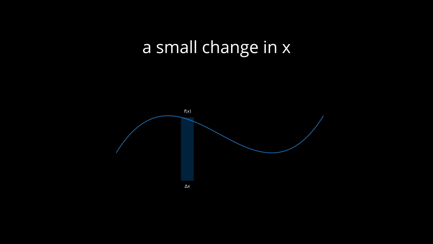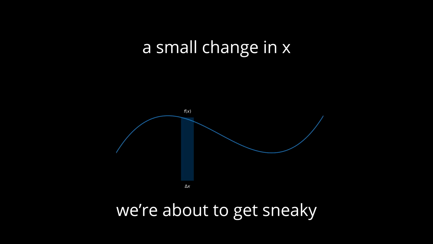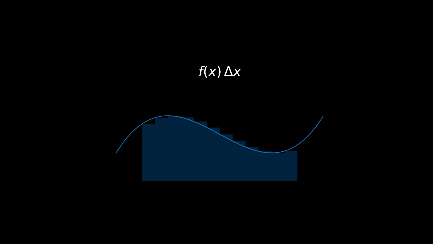So what do we do? We approximate. We slice the interval from A to B into small pieces. Each piece has width delta x. That just means a small change in x, but really it means we're about to get sneaky. Over each tiny interval, we draw a rectangle. The height of that rectangle is given by the function value, f of x. So each rectangle has area f of x times delta x.